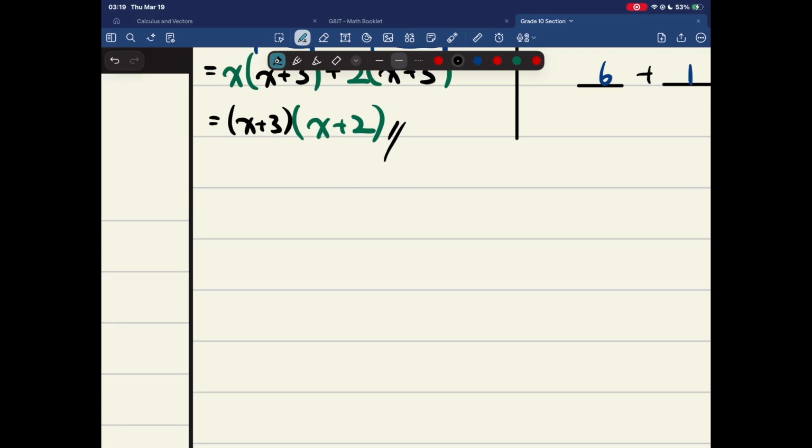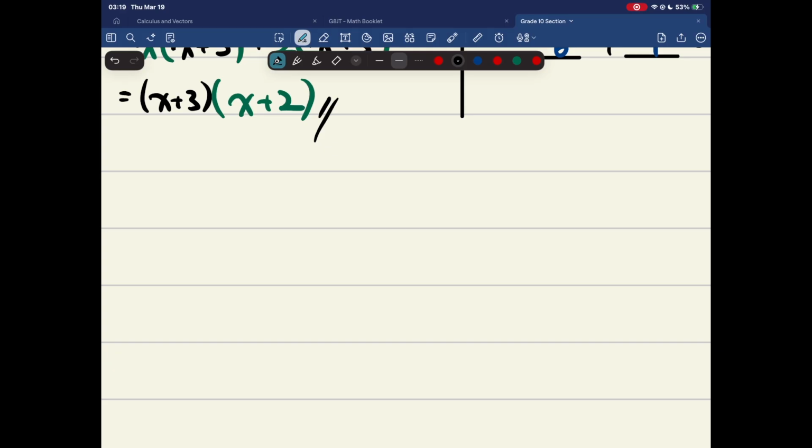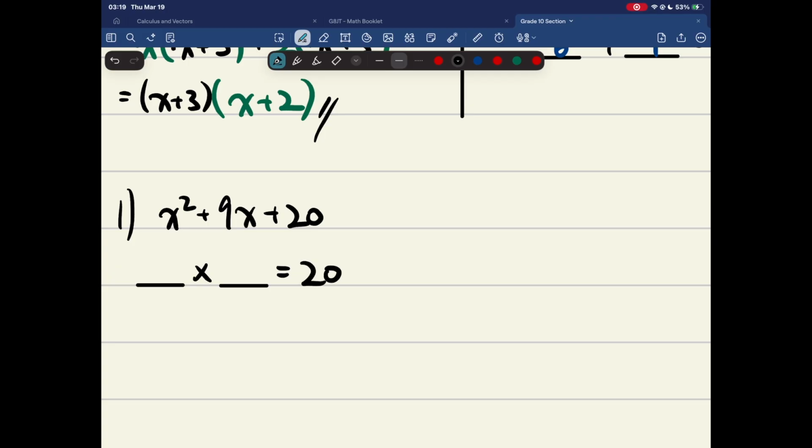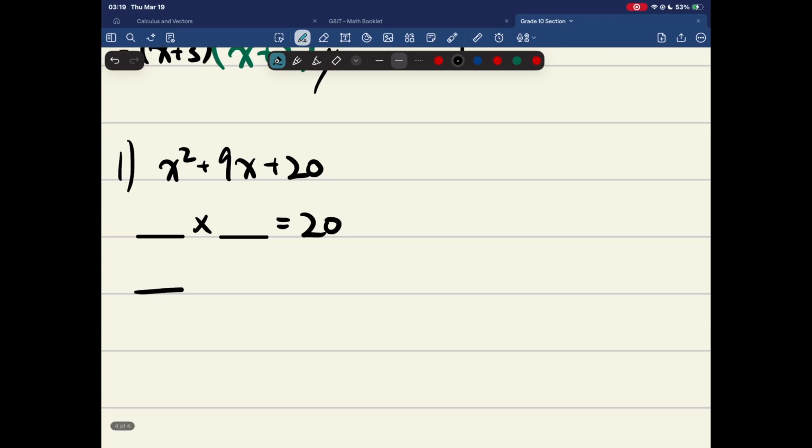And there are some practice questions if you want. So there's the first question, x squared plus 9x plus 20. So what you would do is, if you do the same thing, you'll find two numbers that multiply together to give 20, and that add up to 9.